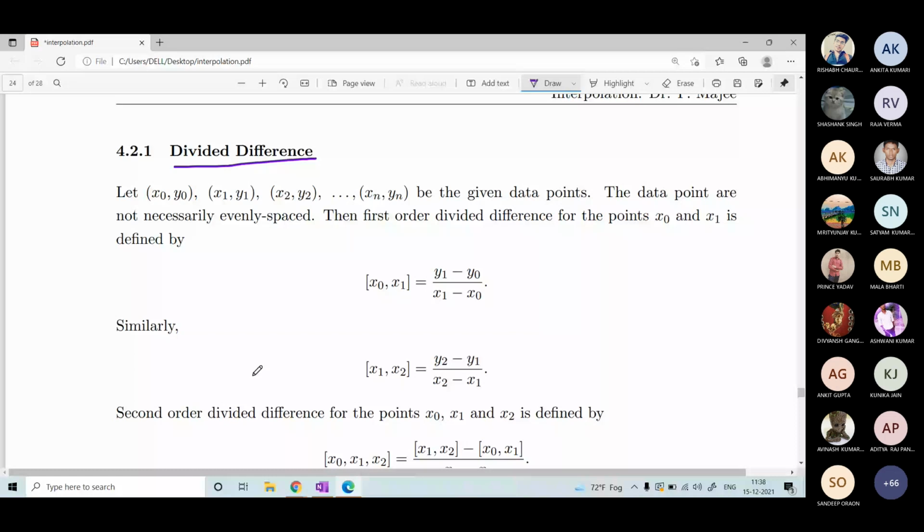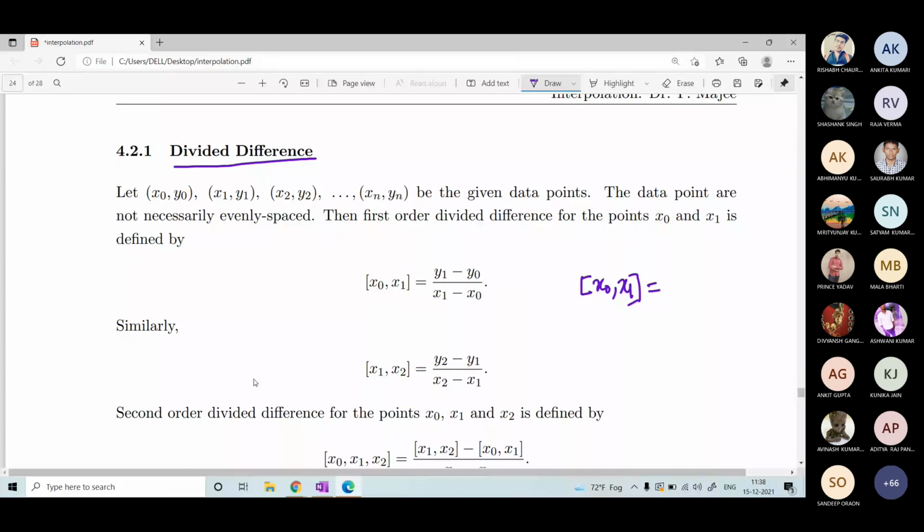Okay, so let us first define divided difference. It is just like forward difference, but the forward difference will be divided by a certain real number. So let's see how. Divided difference is denoted by this symbol: third bracket, then the two input values x0 and x1 separated by a comma. That is the divided difference of x0 and x1.